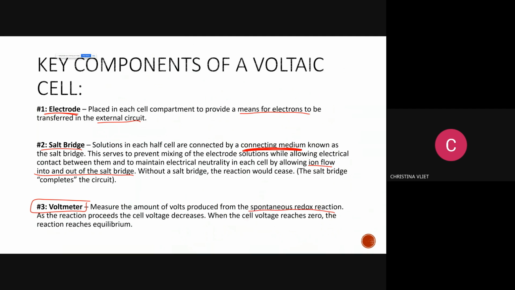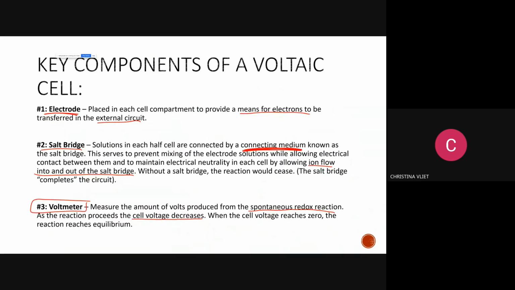One of the things about a battery is that you use them, right? So you use them up, meaning eventually they lose their efficacy with time. And so as the reaction proceeds, the cell voltage is going to decrease. And when the cell voltage reaches 0, this means your reaction is at equilibrium, but it also means you can't really pull any more volts out of it. It's not really going to be working well for you anymore.